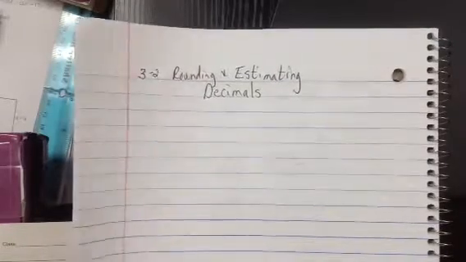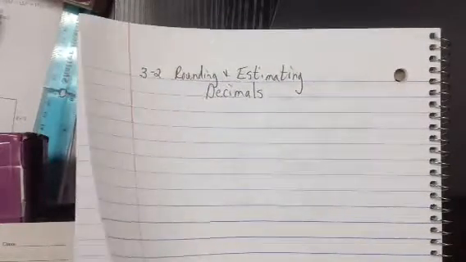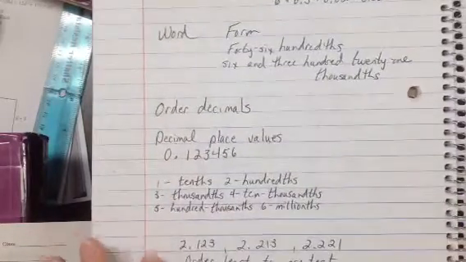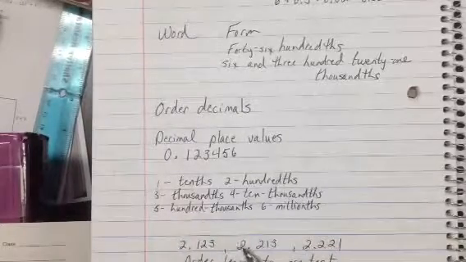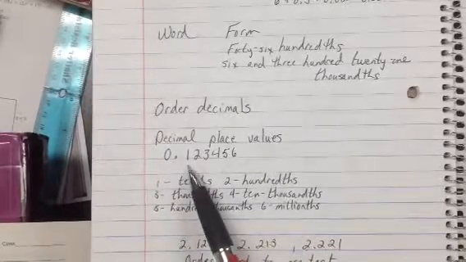3.2, rounding and estimating decimals. So before I can do rounding, I have to make sure I know my place values. This is what I gave you in the last video, or we talked about it Thursday in class, the notes. This is the place value.